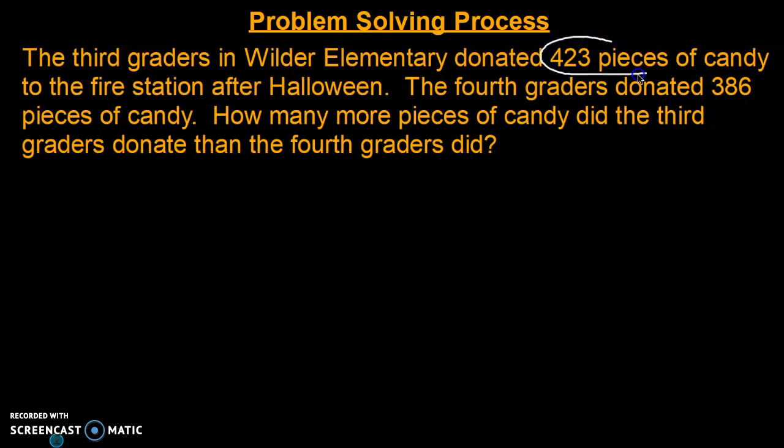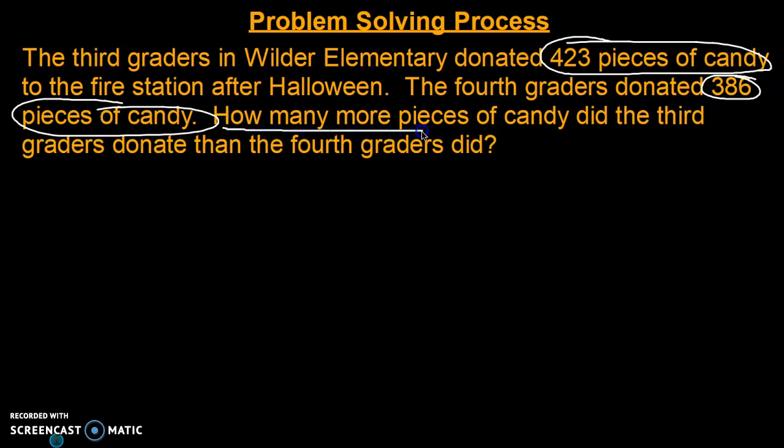So once again, we're going to circle the important information that we need. But the question this time is, how many more pieces of candy did the third graders donate than the fourth graders did? So the keywords here will be, how many more pieces of candy. I told my students that whenever they see this pattern, how many more or how much more, followed by a question mark, that usually means subtraction. That means they're going to compare, and when they compare two things, they need to subtract.